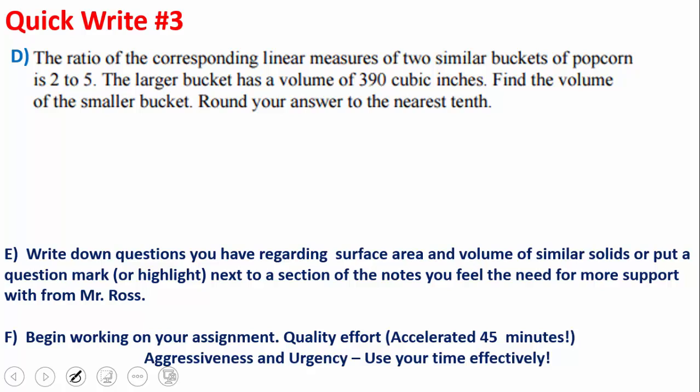So of course, we're going to finish off Unit 15 with our last quick write of tonight. The ratio of the corresponding linear measures of 2 buckets of popcorn is 2 to 5. Okay, so now that's the ratio that needs to be what? You should figure that out by now. Always start out with a proportion and then put that ratio that they just told you in there. It says the larger bucket has a volume of 390 cubic inches. Find the volume of the smaller bucket. Round your answer to the nearest tenth. Now last time I started it out for you. This time I'm only putting the template. You write the rest, and we'll discuss it when you come to class.